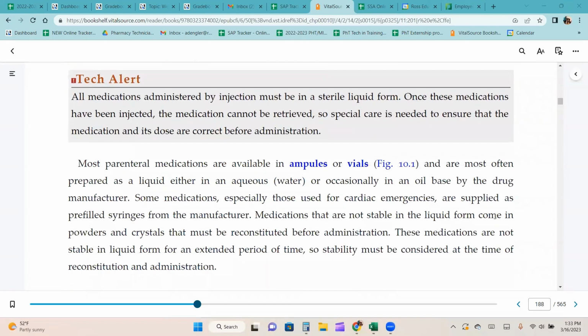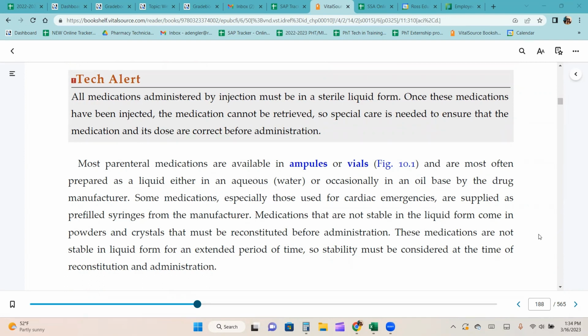All medications administered by injection must be in a sterile liquid form. Once these medications have been injected, the medication cannot be retrieved, so special care is needed to ensure that the medication and its dose are correct before administration. Most parenteral medications are available in ampules or vials and are most often prepared as a liquid, either in an aqueous water base or occasionally in an oil base by the drug manufacturer.